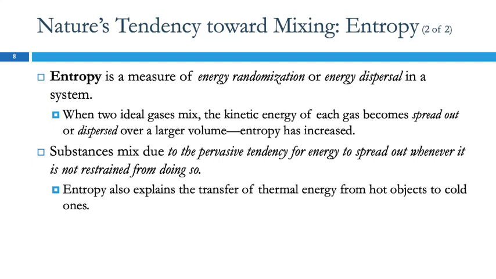Entropy is often thought of as the degree of randomness, and there are some ways in which that is appropriate as well. But substances mix because of this pervasive tendency for energy to spread out whenever it's not restrained from doing so. Entropy also explains the transfer of thermal energy from hot objects to cold ones.